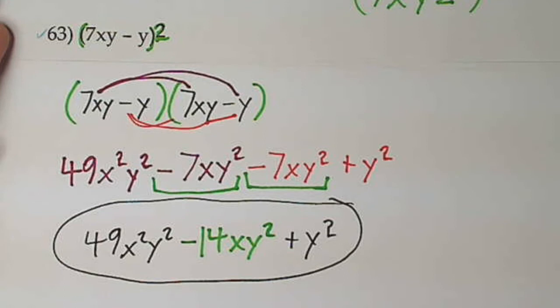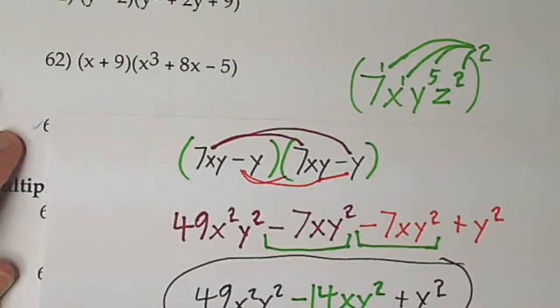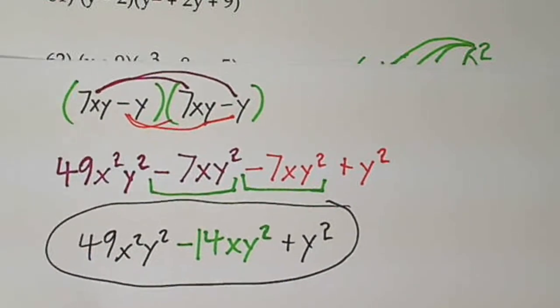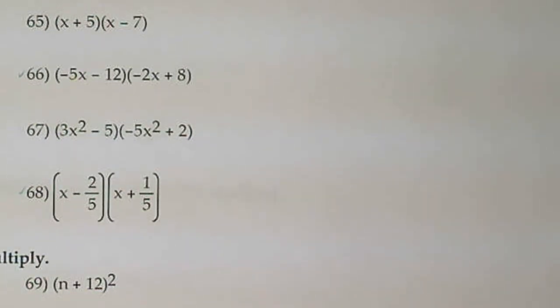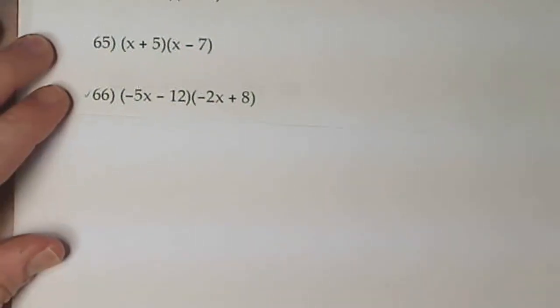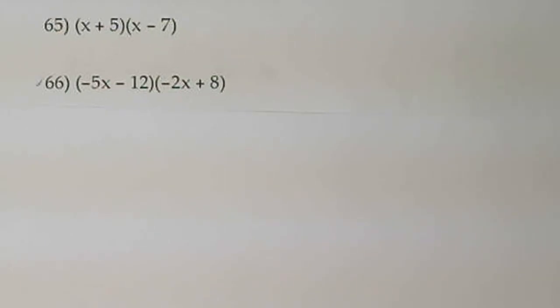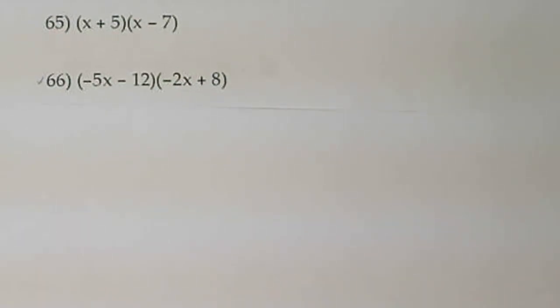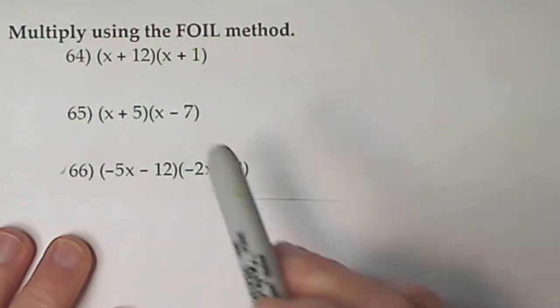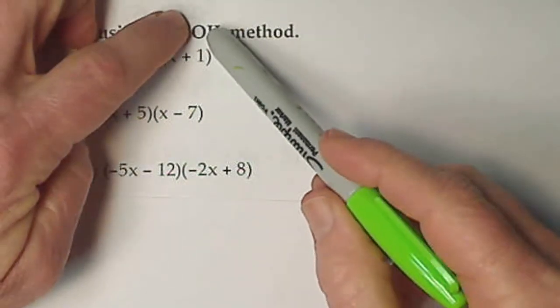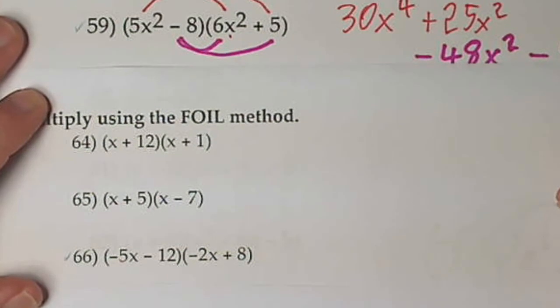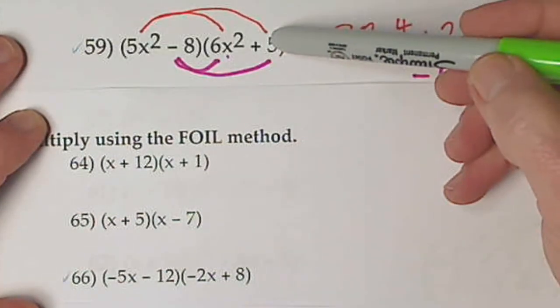And let's see, we'll also do 66 and 68. Maybe we'll finish this one with 66, okay? I'll try zooming in a little bit here for you. Alright, so each term has to hit each term. By the way, they said multiply using the FOIL method, and that's just a way of keeping up with the terms. That's basically what we did, say, way back here on number 59.